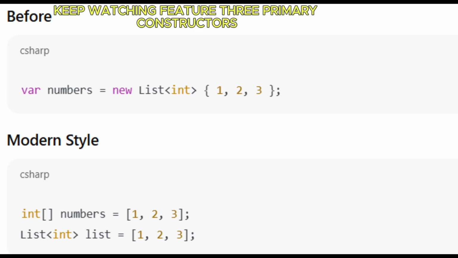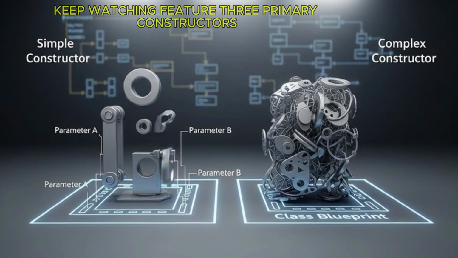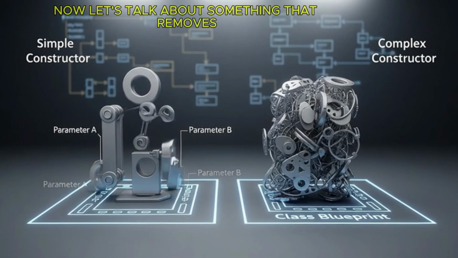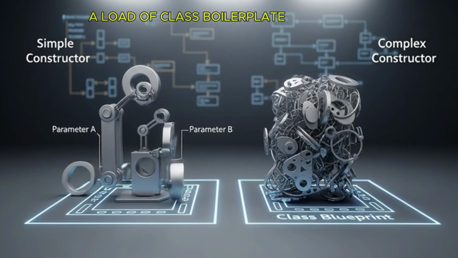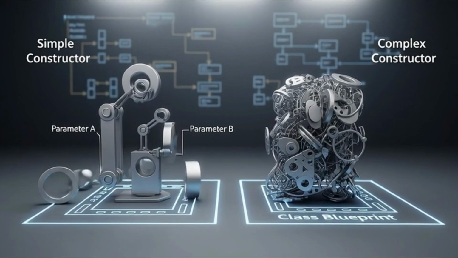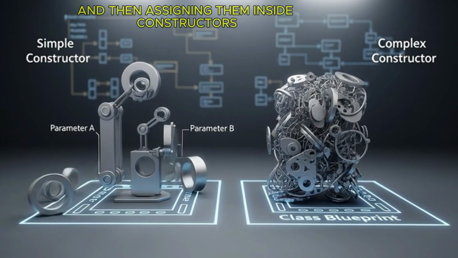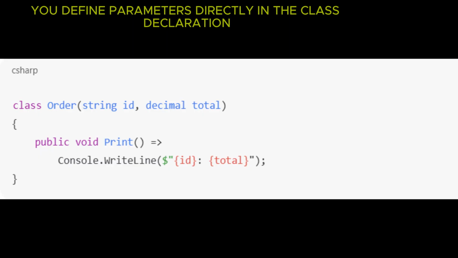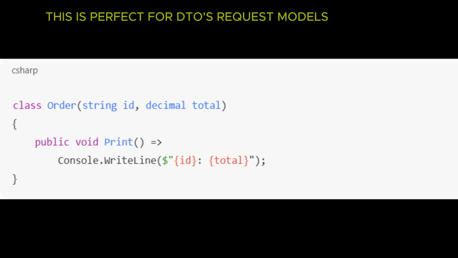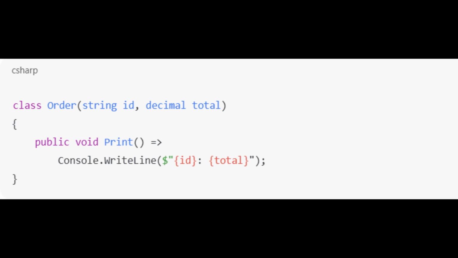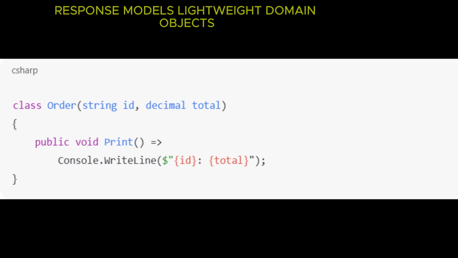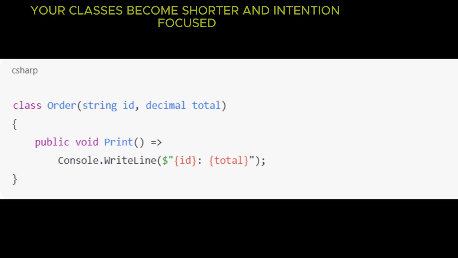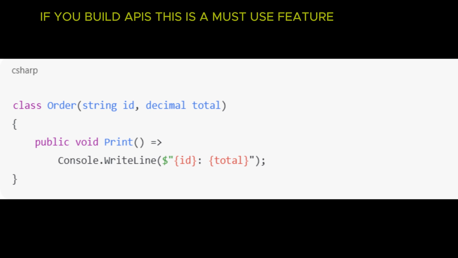Keep watching. Feature 3, Primary Constructors. Now let's talk about something that removes a lot of class boilerplate, primary constructors. Instead of writing fields and then assigning them inside constructors, you define parameters directly in the class declaration. This is perfect for DTOs, request models, response models, and lightweight domain objects. Your classes become shorter and intention focused. If you build APIs, this is a must-use feature.